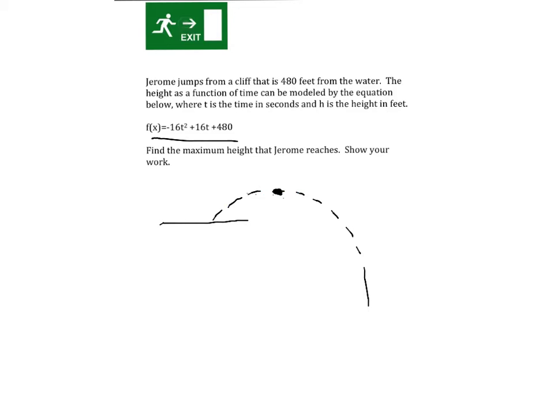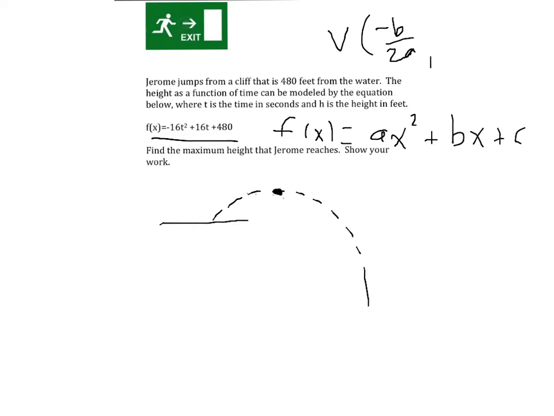We talk about how, yes, standard form would be f of x equals, or y equals, ax squared plus bx plus c. And so to find the vertex, that maximum height that he jumped, the vertex formula is the opposite of b divided by 2a, and f of the opposite of b divided by 2a. Which just means plug the x-coordinate, the answer you get for the x-coordinate, into the function to get your y-coordinate.